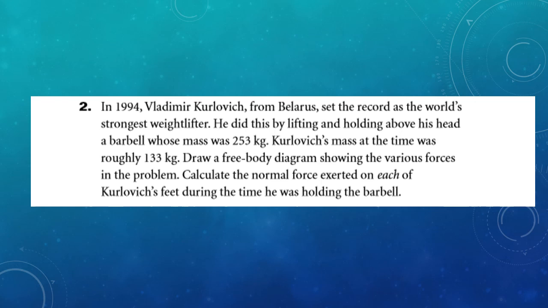And if you want to do the math, that's 2.2 pounds per kilogram. So that's over 500 pounds without doing the math. And, of course, he has his own mass of 133 kilograms, which, think about that, at 2.2 pounds per kilogram, he's a 250-pound guy, not a small guy, of course. And then, after drawing a free body diagram, the question is asking about the force exerted on each of his feet. So find the force on the feet, divide by 2, and that's each foot when he was holding the barbell.